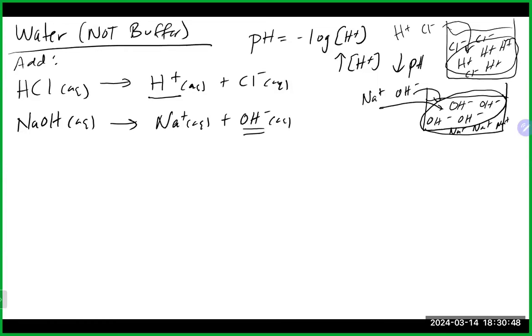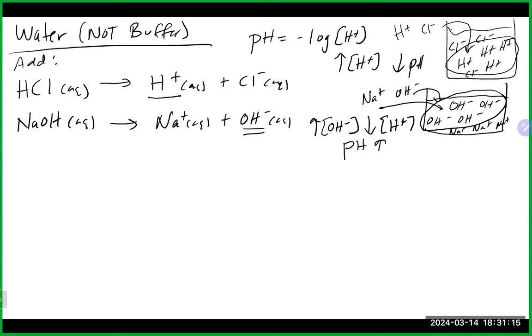And because we know from talking about Kw that if my concentration of OH minus increases, what happens to my H plus concentration? It goes down, right? Opposite, which means big jump in OH, big drop in H plus, which means my pH is going to go which way? pH is going to go way up, yeah?